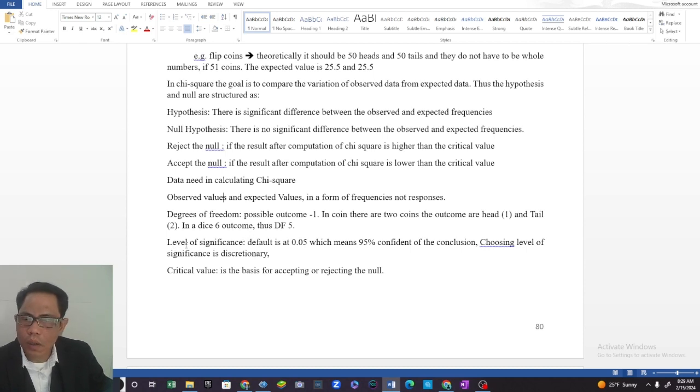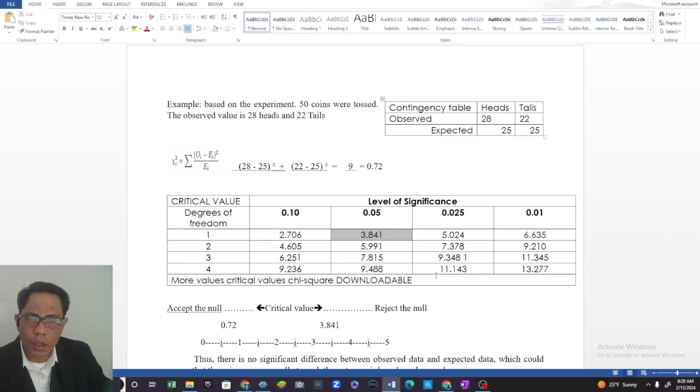Okay. So the level of significance default is 0.05, which means 95% confident in the conclusion. Choosing the level of significance is discretionary. So the critical value is used for accepting or rejecting the null.